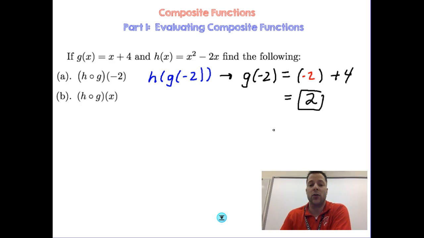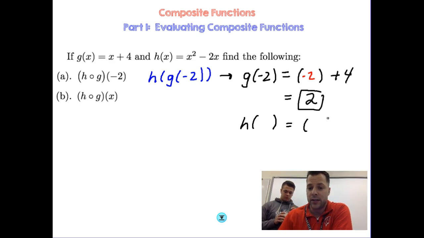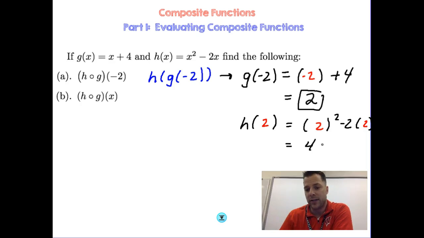All right, so that's 2. We're not done yet. That 2 has got to go into our other function, so we've got to find h of 2 now. H of 2 is going to be something squared minus 2 times something. We plug in 2 here, 2 here, and we get 2 squared, which is 4, minus 4, and you get 0. So you got an answer of 0, and that's okay.